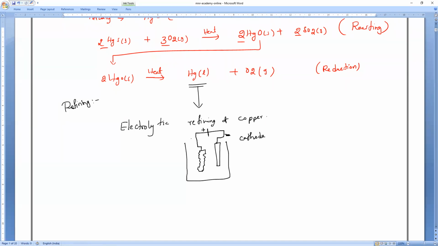Positive charge, this is the anode. At the anode, what do we have to put, pure or impure metal? Impure metal. So from the impure metal, the metal will dissolve into the electrolyte solution.